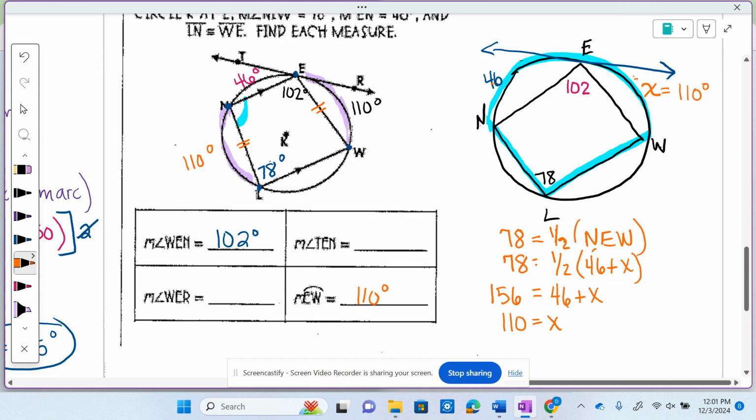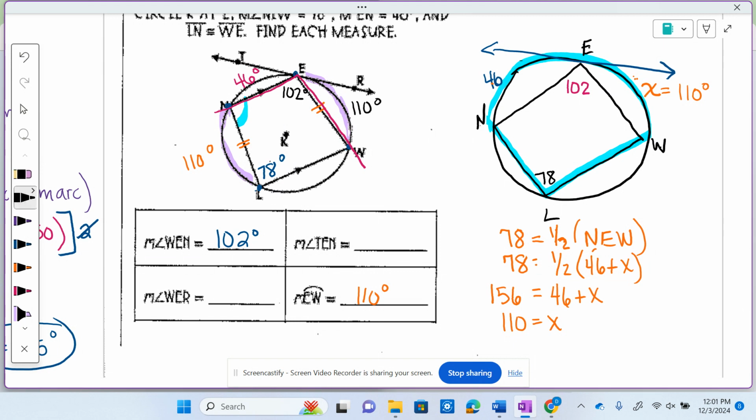So can we find the measure of angle WER? Well, we'll get to TEN in a second. How do we find the measure of angle WER? Oh, yeah, we're not trying to figure out angle WEN at all. We already know it. I thought we were trying to figure this out. Never mind. Okay, yes, easy stuff. Angle TEN. How do we do that?